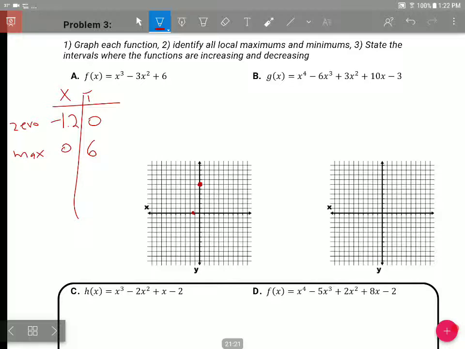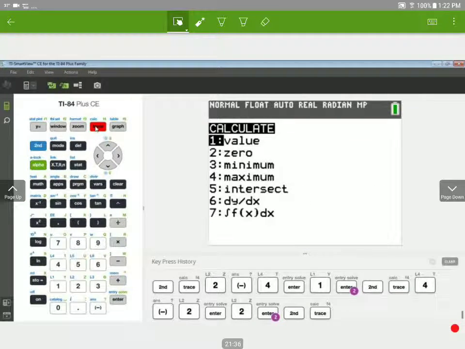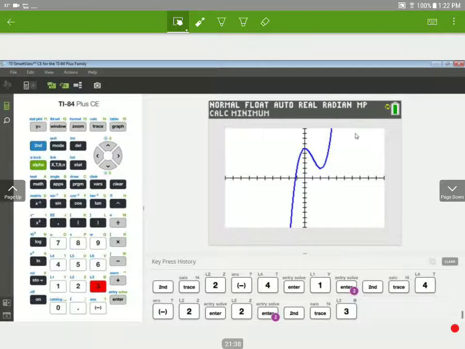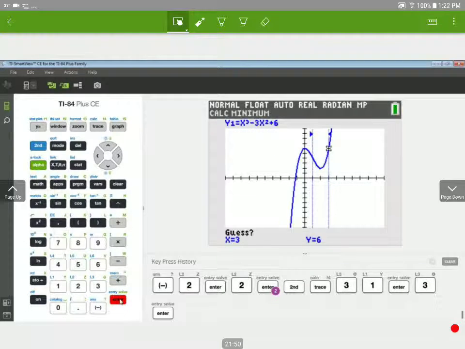Cool. So I got a 0, I got a max, and then they also ask for minimums. Is there a local minimum on this graph? Yes! How do you think we're going to find it? Second, trace. What are we going to pick? 3. Pick something to the left. What do you want to pick for it? 1. Okay, that's a good one. Pick something to the right for the right bound. What are you going to pick? 3. Okay, let's see. Yeah, that's good.